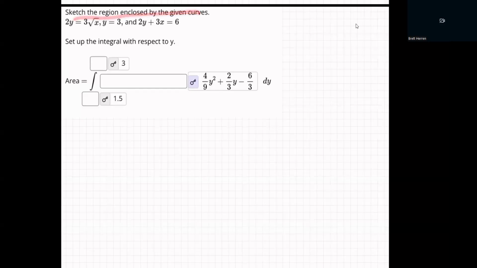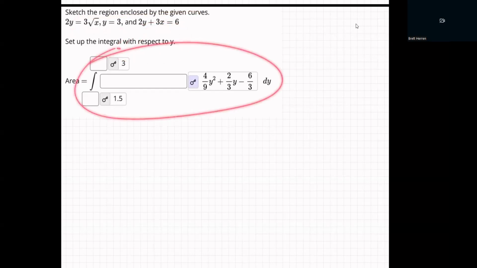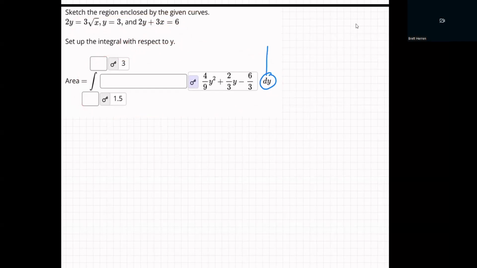Sketch the region enclosed by the given curves, these three curves. Set the integral with respect to y. So there's the answer. How in the world? One thing I really want to help you be clear on: if it says dy, that's the opposite, right? That's the opposite of what we're used to.